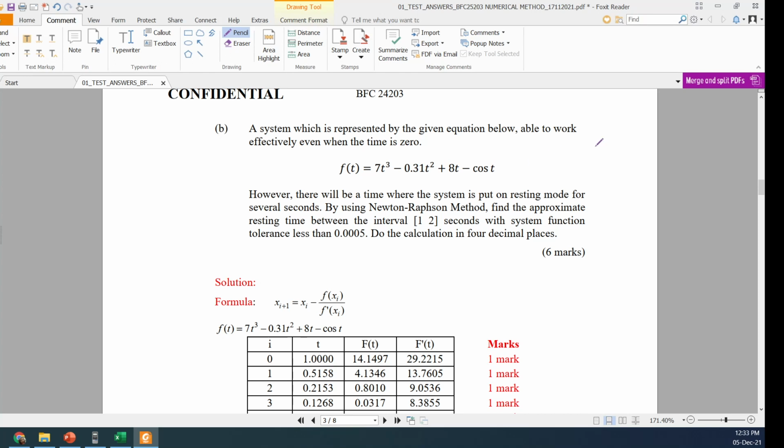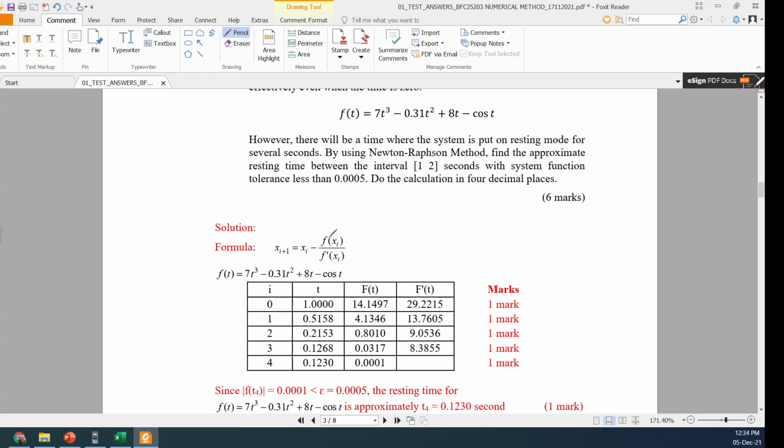When time is 0, it means you want to find the time when f(t) equals 0. So this is the Newton-Raphson formula. And then here's 6 marks. I will give for your derivative 21 t squared minus 0.62 t plus 8 plus sin t. This one I will give 1 mark.